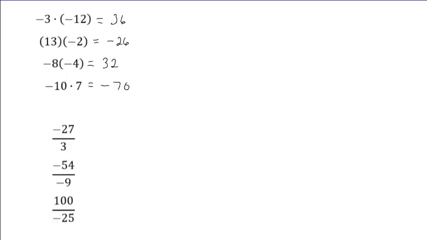Same rules for division. A negative divided by a positive is a negative 9 on the first problem. A negative 54 divided by a negative 9, negative divided by a negative is positive 6. And last but not least, a positive 100 divided by a negative 25 is negative 4.